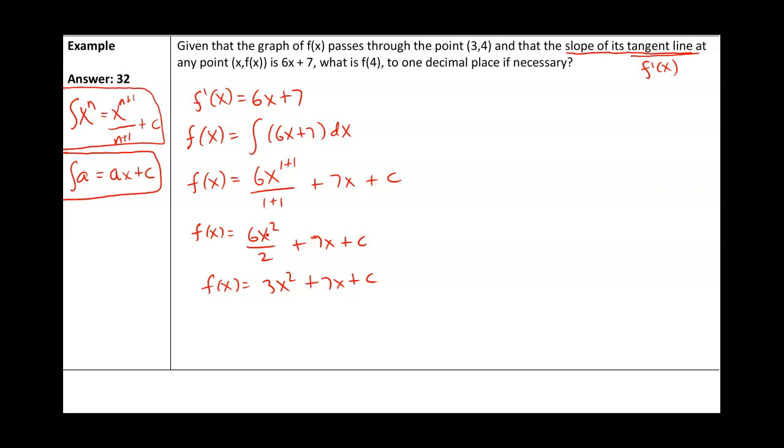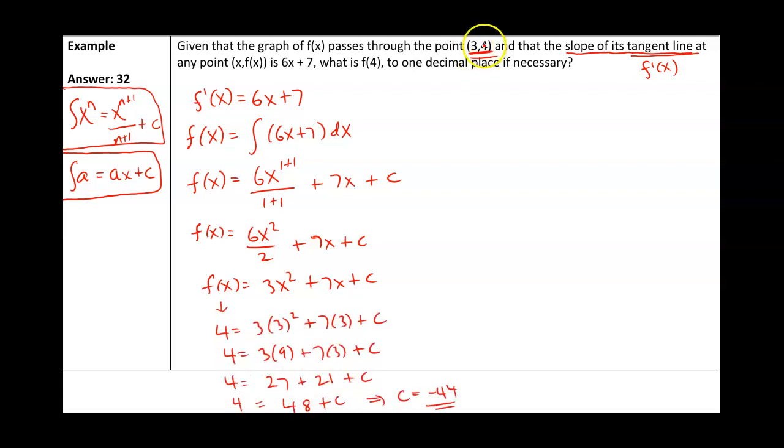All right, but we need to know what c is. So what do we do there? Well, we know the point is 3, 4. So we're going to replace the y value with 4 and the x value with 3. So 3 squared is 9. 9 times 3 is 27. 7 times 3 is 21. If you add those, you get 48, and c is equal to negative 44. So we're going to get f of x equals 3x squared plus 7x minus 44.